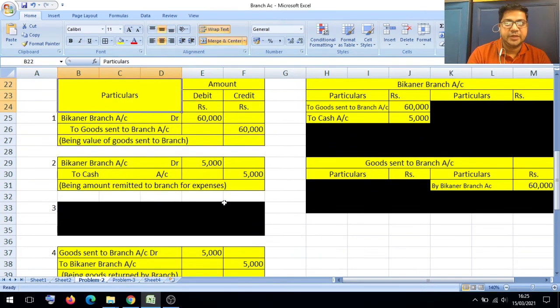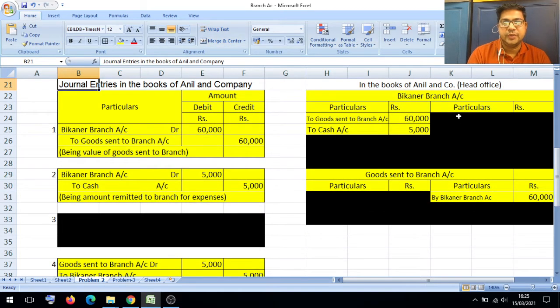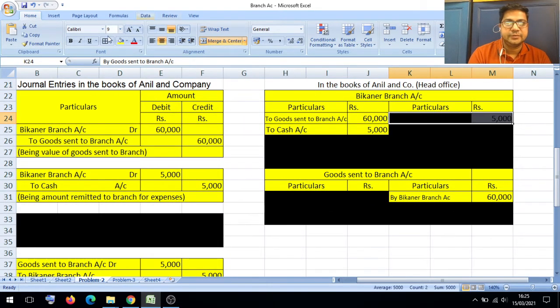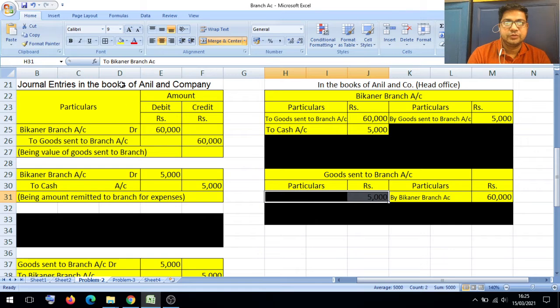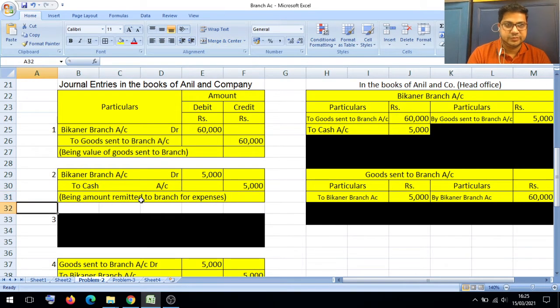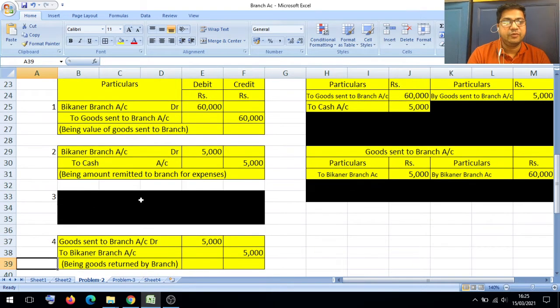Now this particular entry we will post to the Bikaner branch account credit side by goods sent to branch account. And the second posting we have to put is goods sent to branch account debit side to Bikaner branch account 5,000. The entry for goods return: whenever goods are received, that time entry number 1. Whenever the goods are sent, entry number 1. Whenever the goods are returned, entry number 4. It is exactly the opposite entry.